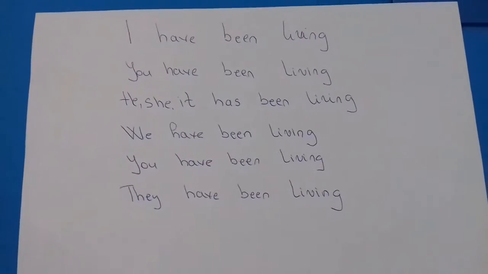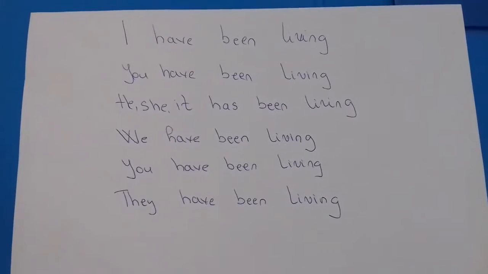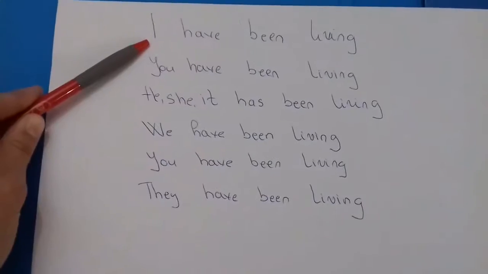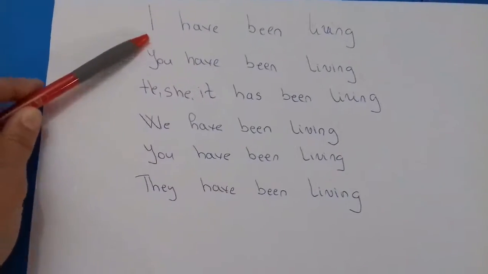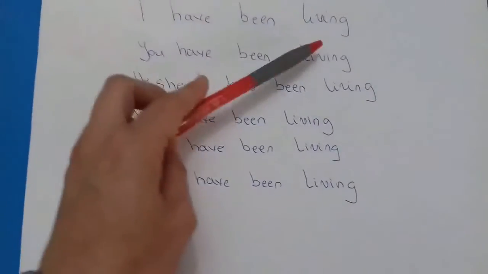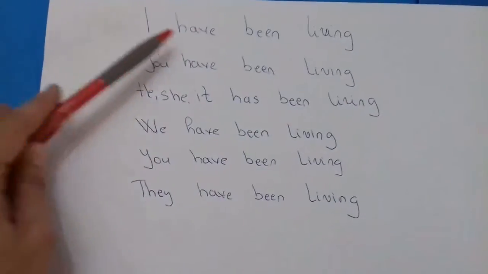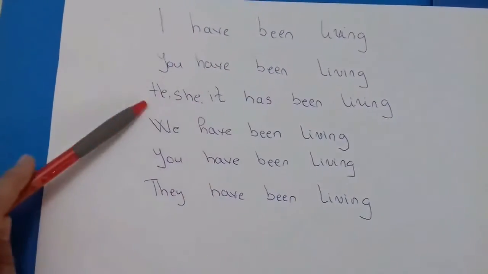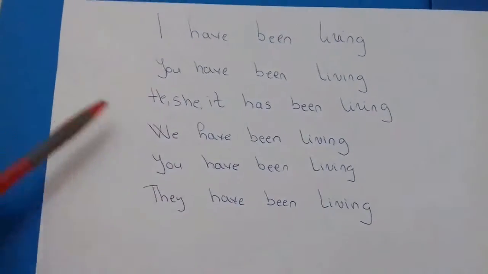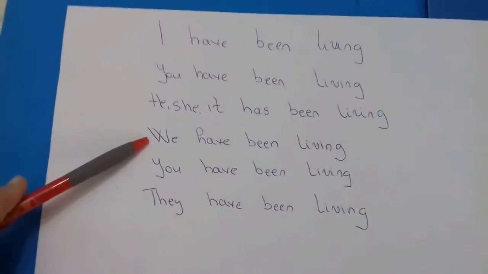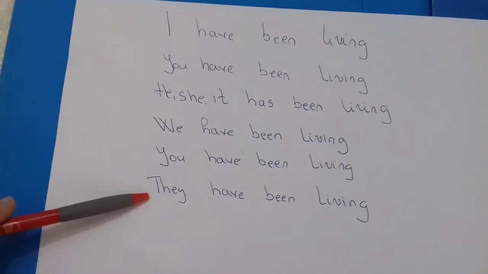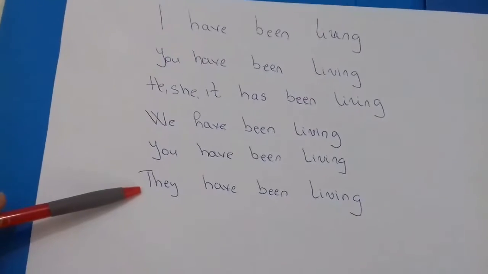This is the affirmative of the present perfect continuous tense. We have the subject plus the present perfect of the verb to be, have been, and the base plus ing form, living. I have been living, you have been living, and he, she, it has been living for the third person in singular. And for the plural, we have been living, you have been living, and they have been living for the third person in plural.